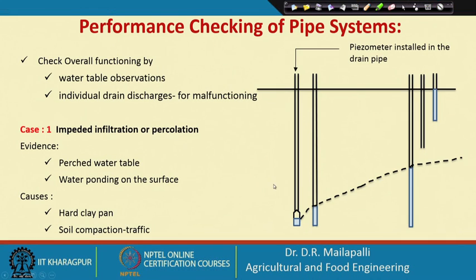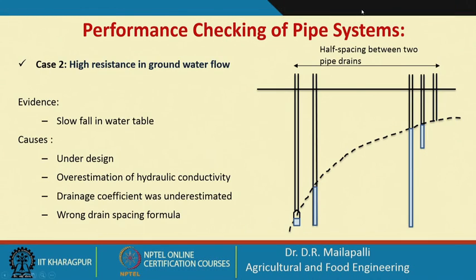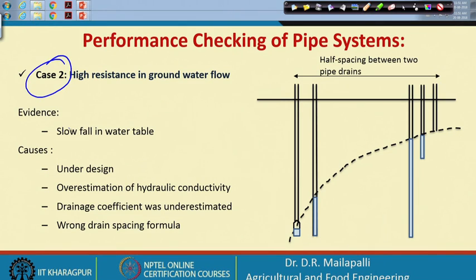So, the next is case number 2, which is high resistance in groundwater flow. There is a lot of resistance and the water is not flowing as desired. In that case, suppose we consider the same piezometers as in the previous case. The evidence is a slow fall in the water table. If you see, the fall in the water table is slow.